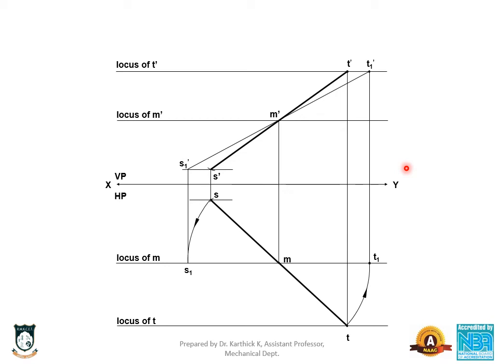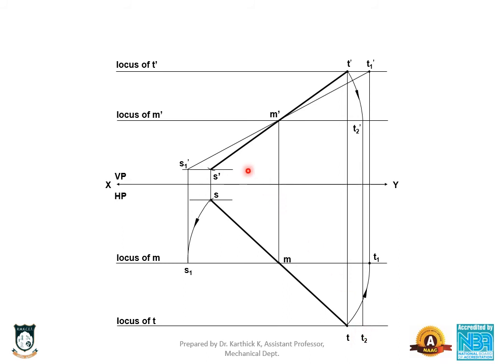The same procedure should be followed. M as center, T dash as radius. You have to draw an arc in this direction, downwards direction. This point is known as T2 dash. Extend this T2 dash up to the locus of T. This point is T2. So T2 is found out.